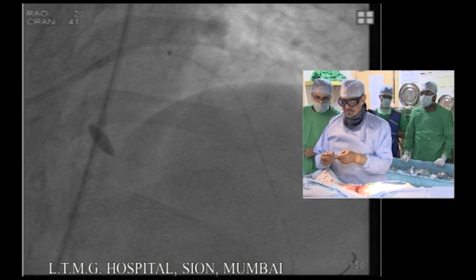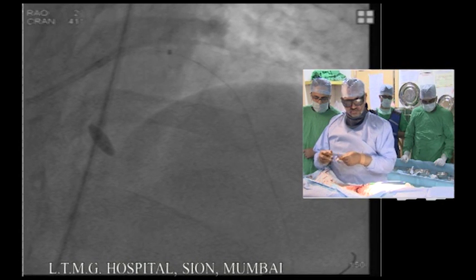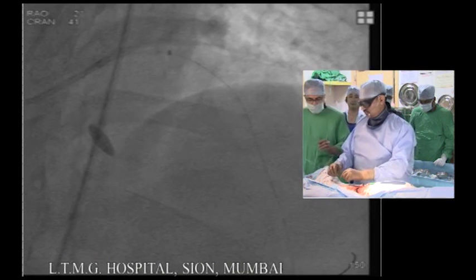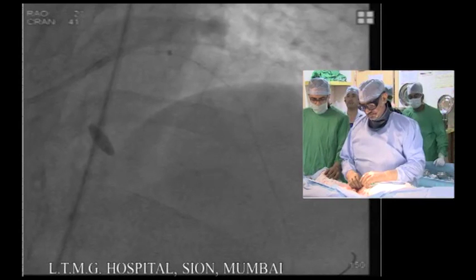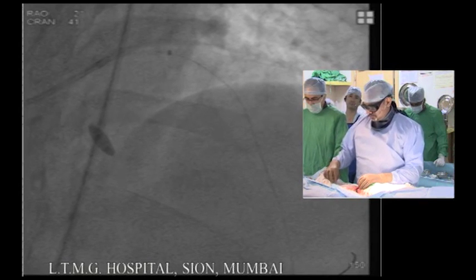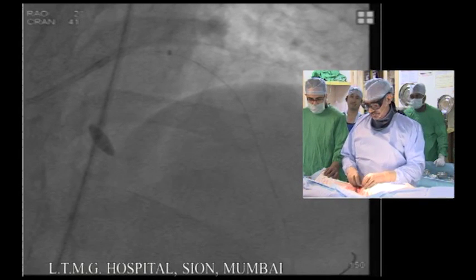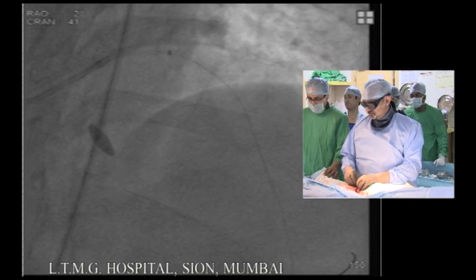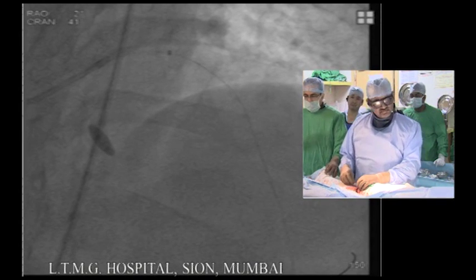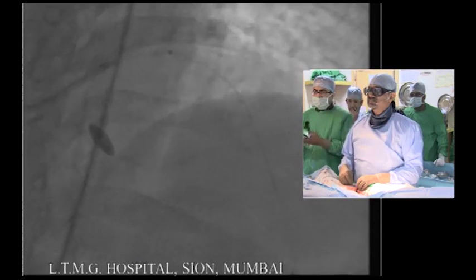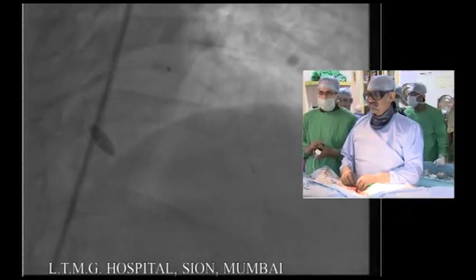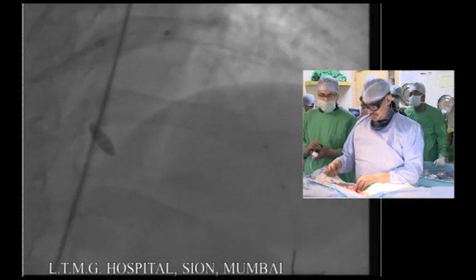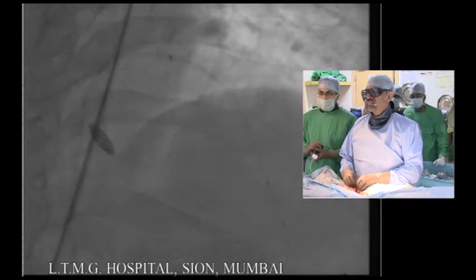How many would start with a 7 French guide system for these sort of calcific cases? Brilliant. When you have a lesion like this, unknown, I think 7 French is a very good one. I think the standard goes back to good guide catheter support. 6 French may not give enough guide support, go to 7 French. And having a good wire, sometimes you might exchange the wire or a micro catheter.